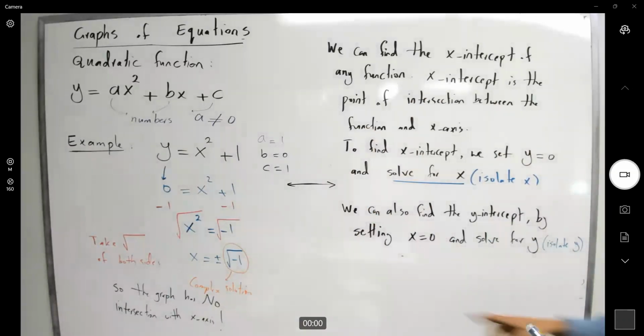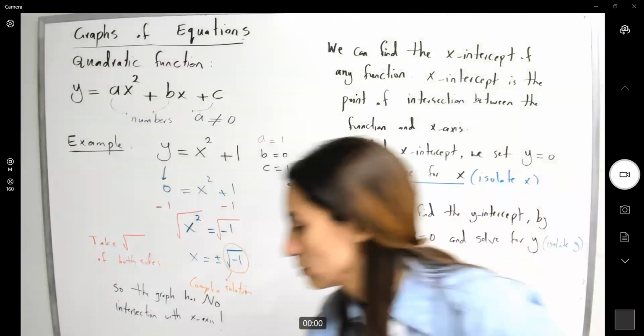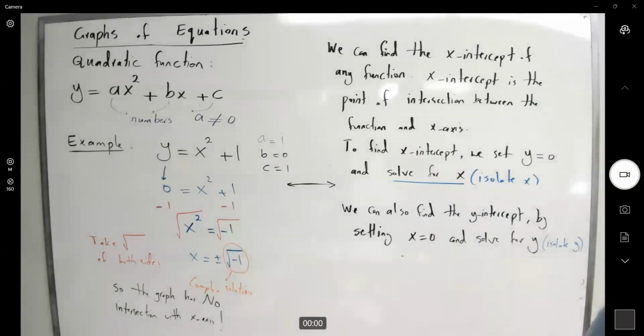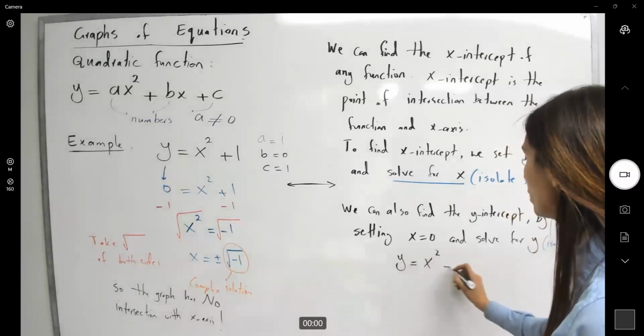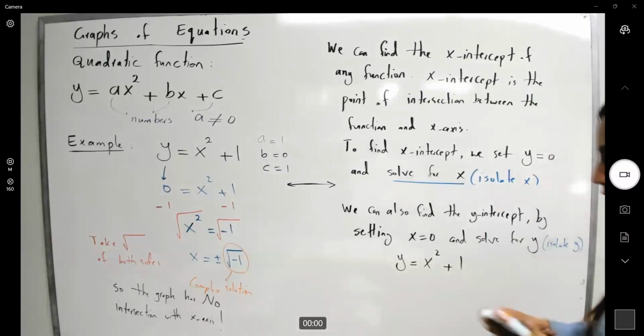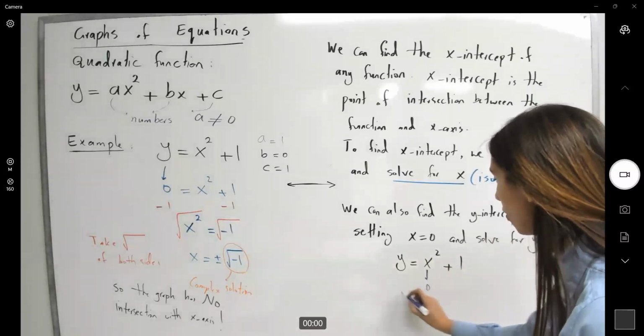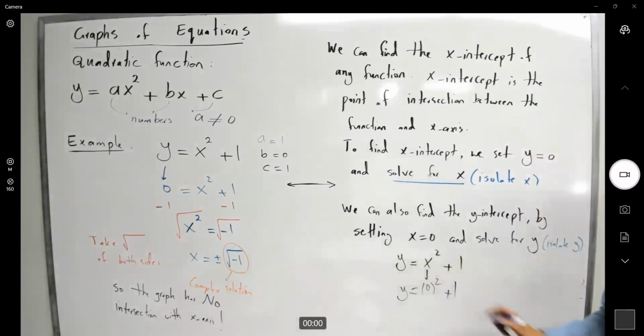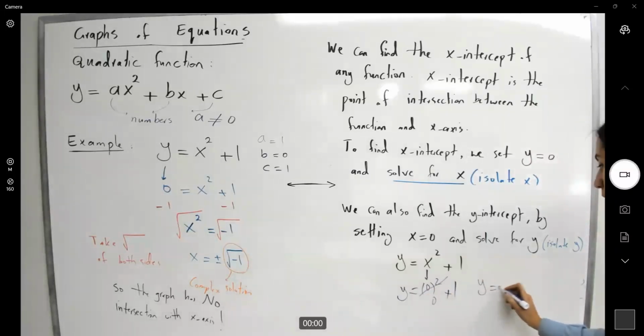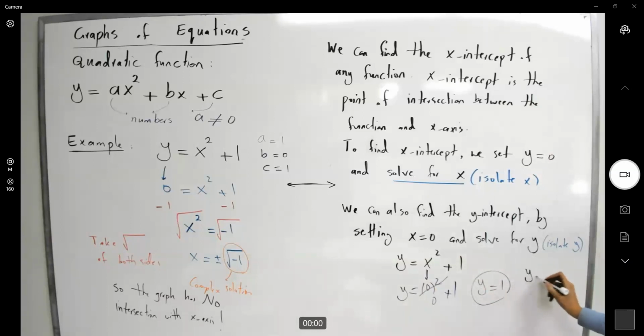What about my y-intercept? To find the y-intercept, I simply set x equal to 0. So set x equal to 0, but let's write down the quadratic function here. Y is equal to x squared plus 1, and set x equal to 0. So when x is equal to 0, your y is 0 squared plus 1. But we know that 0 squared is just 0. So y becomes 1. So y equals 1 is the y-intercept.